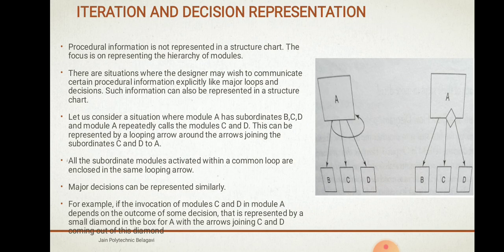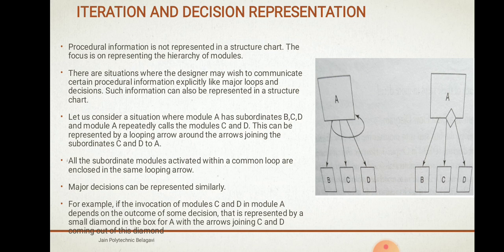Iteration and decision representation. So the same can be represented in the form of iteration and decision representation. Now there are situations where a designer may wish to communicate certain procedural information like major loops and decisions. Okay, so major loops cannot be represented in procedural information, so such information can be represented in the structure chart. So consider a situation where module A has subordinates B, C, and D, and module A repeatedly calls the modules C and D. Okay, so it is calling C and D repeatedly.